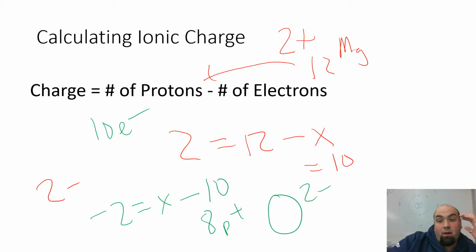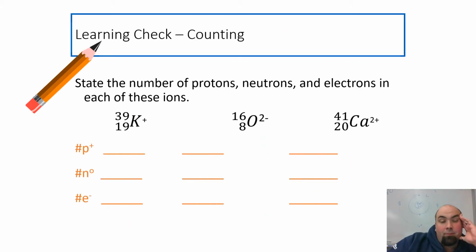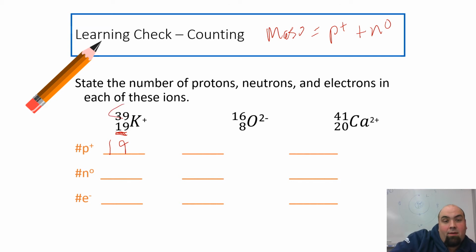So let's do a couple. Okay, so we have 3 ions right here. Let's take care of it. So please know this is a symbol for protons, neutrons, and electrons. The number of protons, you should remember, is equal to the atomic number, so it's 19. Okay, and then we also know that mass is equal to protons plus neutrons. So if we have a mass of 39, 39 equals 19 plus neutrons, so neutrons is 20. Okay, so there's our protons and neutrons.